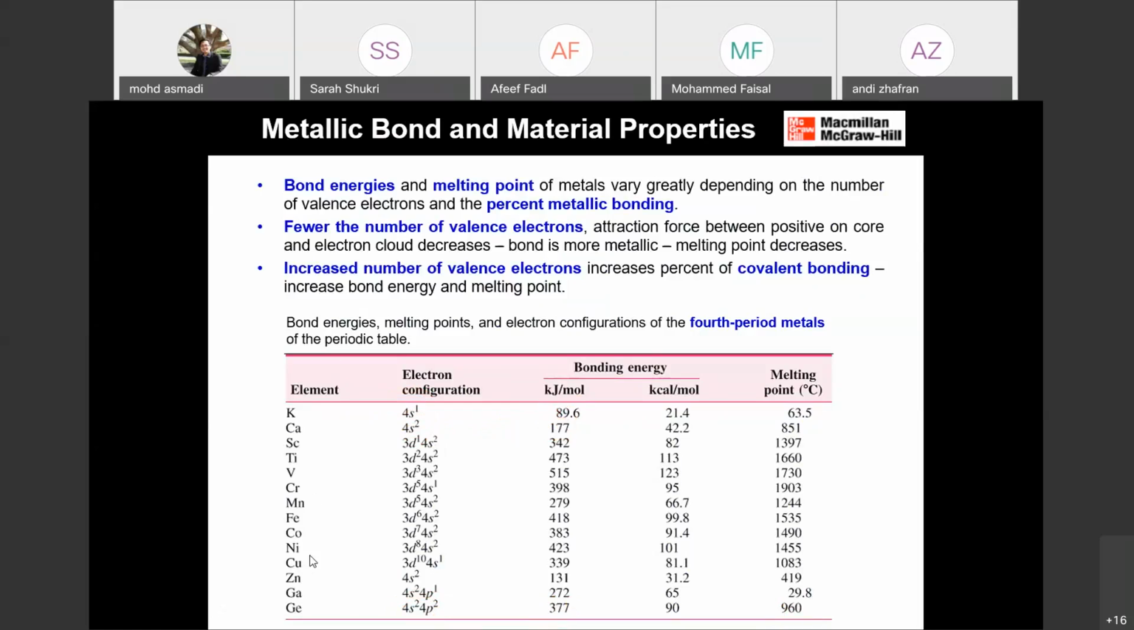So this one is the type of metal: potassium, calcium, scandium, titanium, nickel, cobalt. These are all metals in the fourth period of the periodic table.